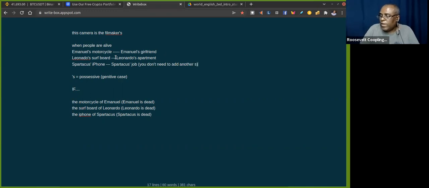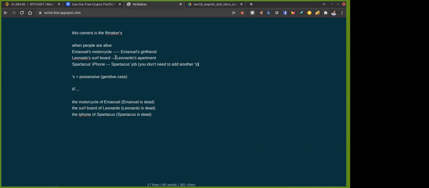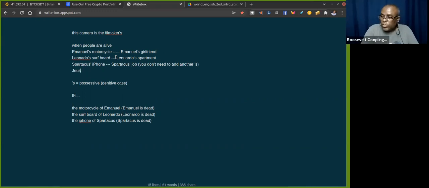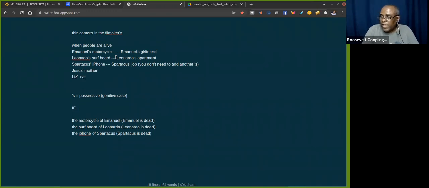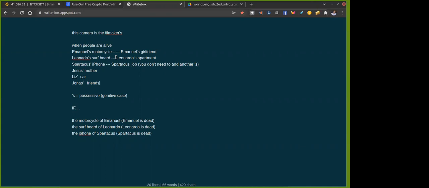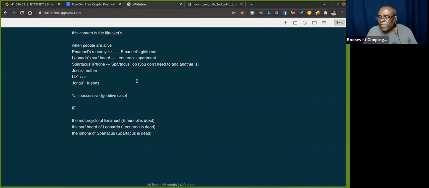When you have the S at the end of the name, it's like, for example, Jesus' mother, okay? Liz's car, okay? Matthew's, you see here, Jonah's friends, okay? Just put the apostrophe. Apostrophe and everything is fine, okay? So that's one of the things you have to do when you deal with the genitive case. I like to explain that, okay?